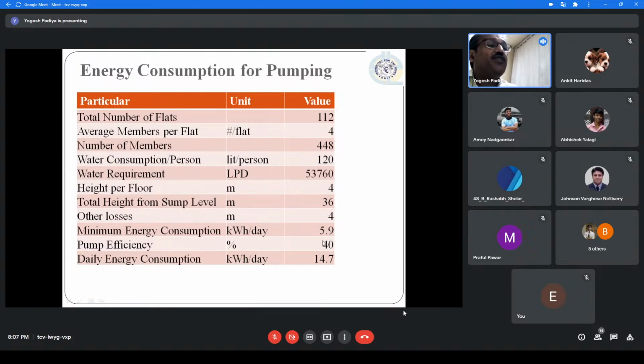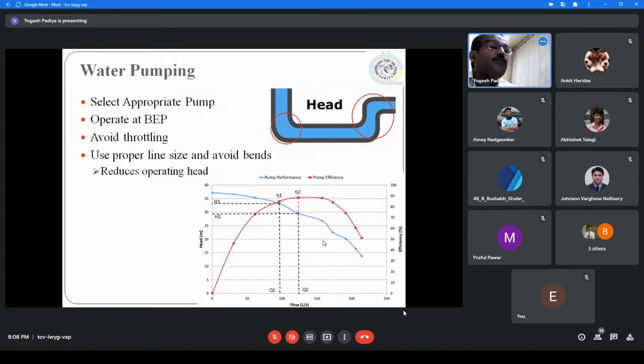If you have chosen a pump costing less but having less efficiency, then you are paying over the entire life of the pump rather than saving at once. Now let us see the pump's energy consumption.